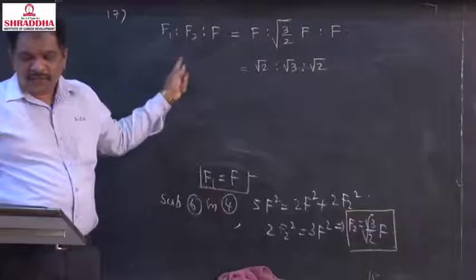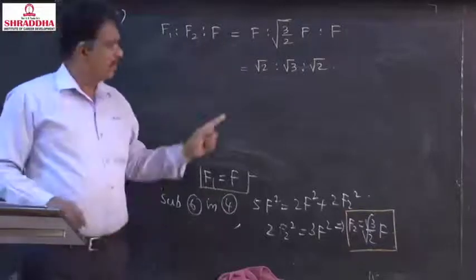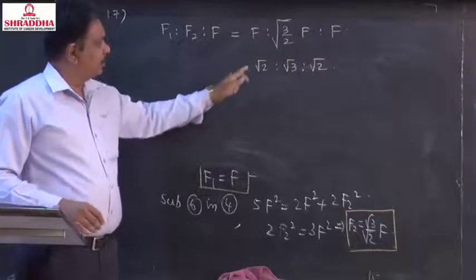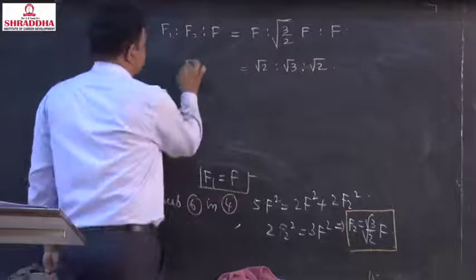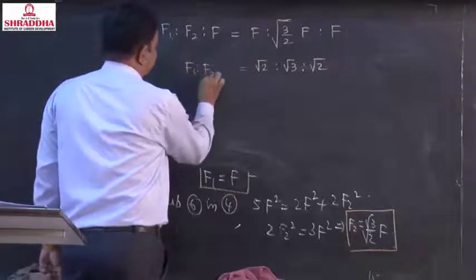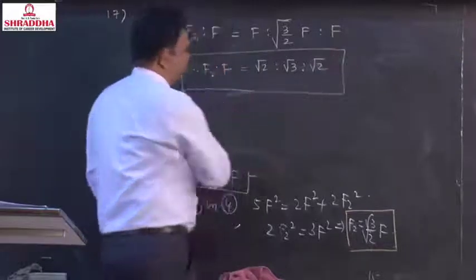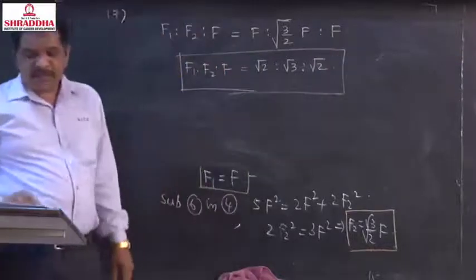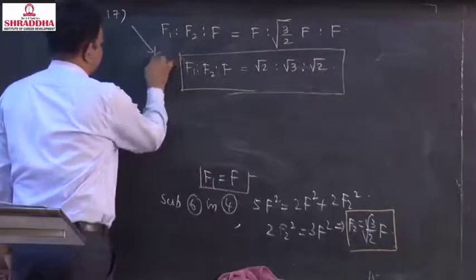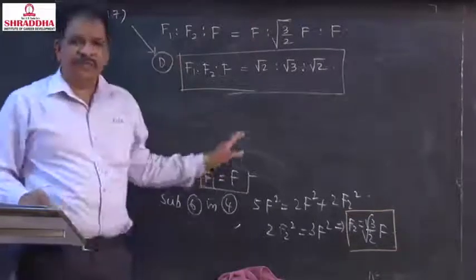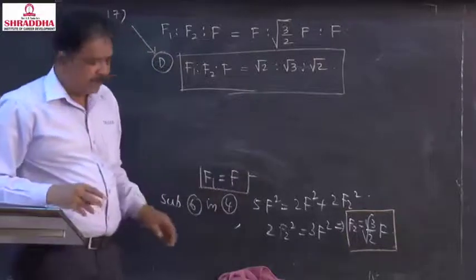So f1 is to f2 is to f, that value will be root 2 is to root 3 is to root 2. So this is the final answer. Option number D will be the answer for this question. The question is a simple question only, but with a little bit lengthy steps we will get the answer.